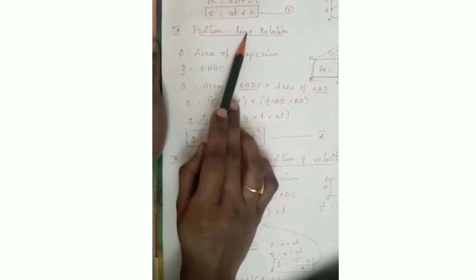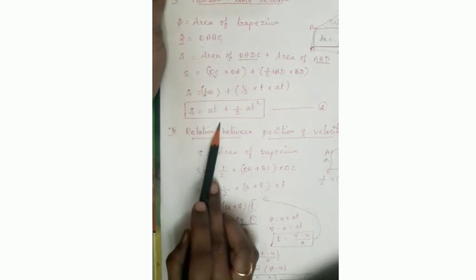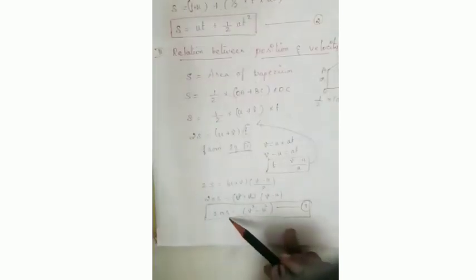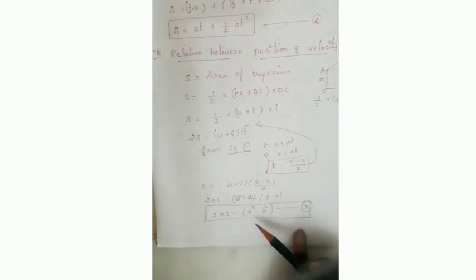So is that clear? There are three equations of motion. v is equal to u plus at. s is equal to ut plus half at squared. 2as is equal to v squared minus u squared. Okay, is that clear? Study well.